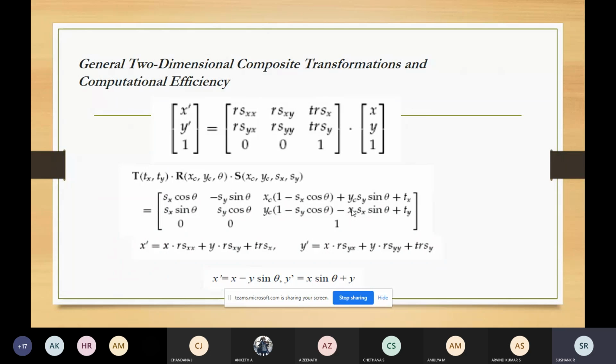After that, we'll talk about the 2D pipeline. So you just practice these things.